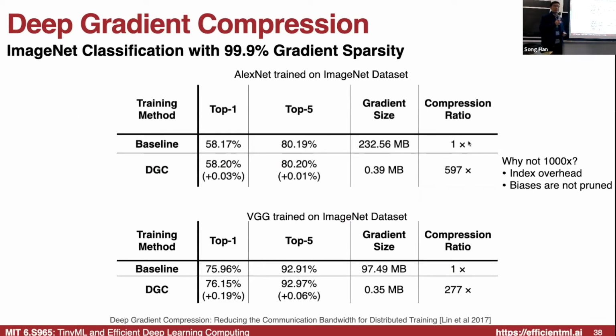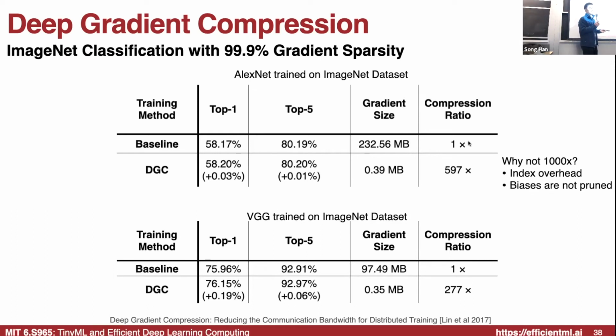Not only on the CIFAR-10 dataset, what about a large-scale dataset like ImageNet? This is comparing the accuracy of the baseline, the dense gradient exchange, versus the sparse version, the DGC version. This is again 99.9% sparsity, only 1 in 1,000 gradients gets communicated. So we can fully match the top-5 accuracy and save the communication requirement from 232 megabytes to less than half a megabyte. This is almost a 600 times reduction in the communication bandwidth.